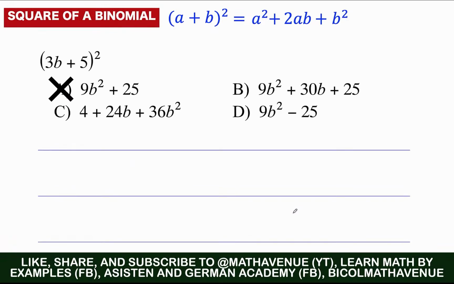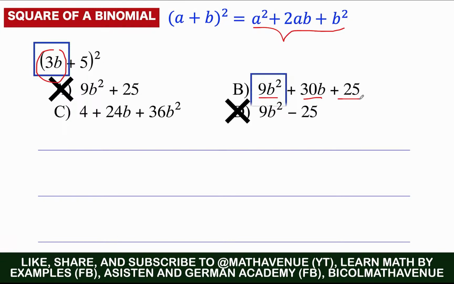Next, in here, we can automatically eliminate option A and option B, because for the square of a binomial like this, we always expect 3 terms for the answer. So it's either C or B. Let's copy the problem. So you square the first term. 3 squared is 9, so you have 9B squared. Then multiply 3B times 5 and then double it. 3 times 5 is 15. Then copy B, 15B, and double that to get 30B. And then square 5 to get 25. So the answer is letter B.